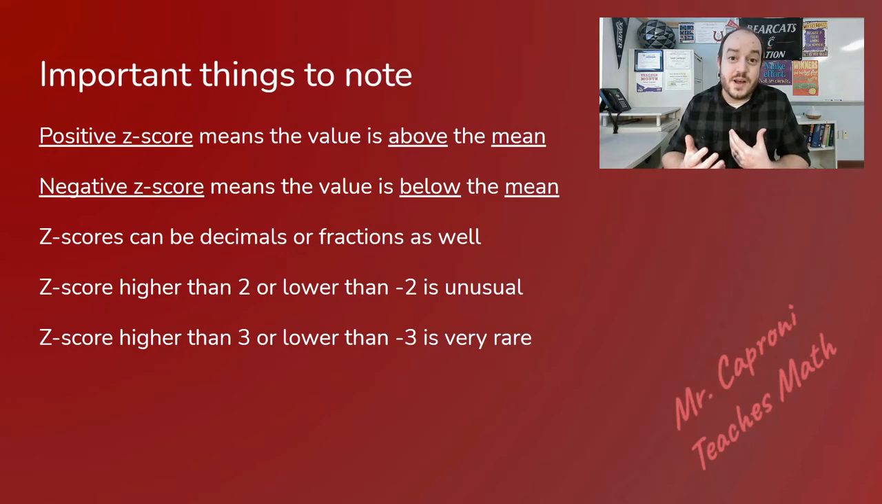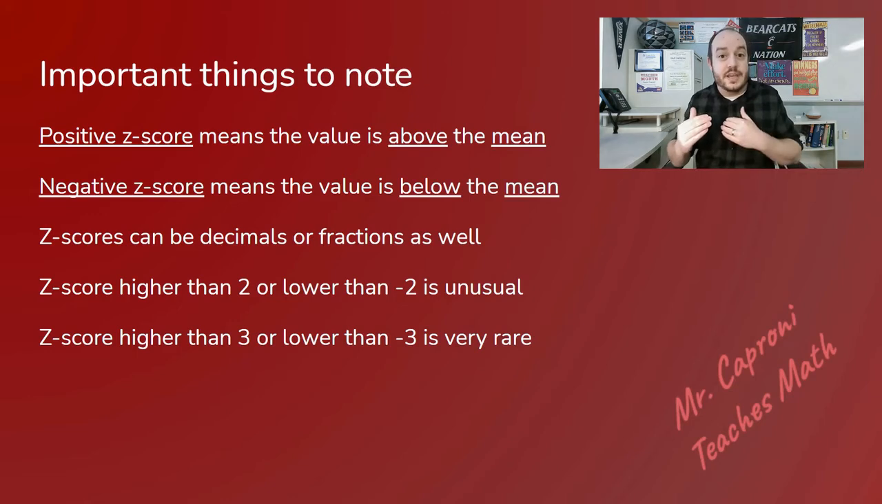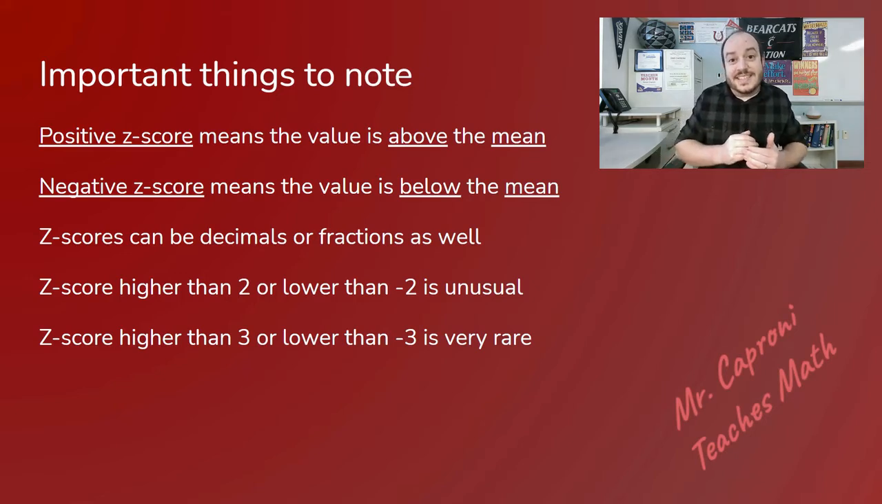Now let's go ahead and wrap up by looking at some important things about z-scores. First off, a positive z-score means that you are above the mean, where a negative z-score means that you are below it. So the sign does matter here. And don't freak out if you are getting decimals or fractions. A z-score does not have to be a whole number. It can be positive, negative, decimal, fraction, whatever. Remember, we're looking at how many standard deviations away from the mean you are. So you don't have to be exactly 3 away. You could be 3.5 away or 3.2 away.